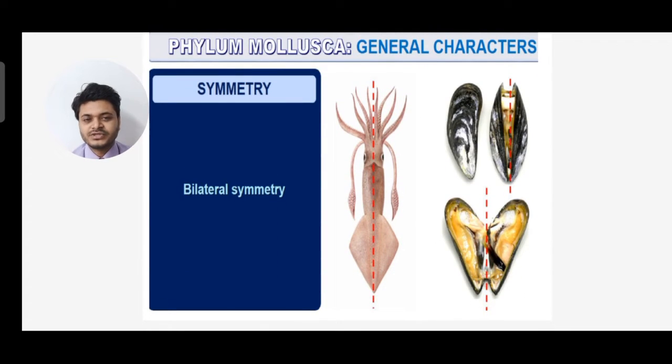Now let's talk about the symmetry in phylum Mollusca. They have bilateral symmetry. You can see the pictures on the right hand side and the dotted lines. Bilateral symmetry means the body of the organism can be divided equally in only one plane, and the plane has been given. We human beings also have bilateral symmetry.